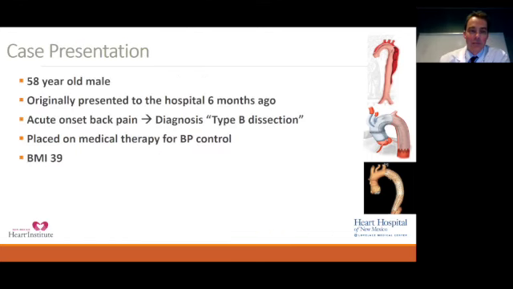I'll just kind of ground it in an individual case here. This was a patient that we had. He was 58, so very young. He originally presented to an outside facility with a type B dissection, and he attempted medical therapy with blood pressure control.